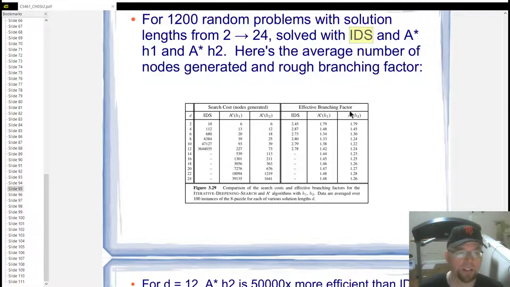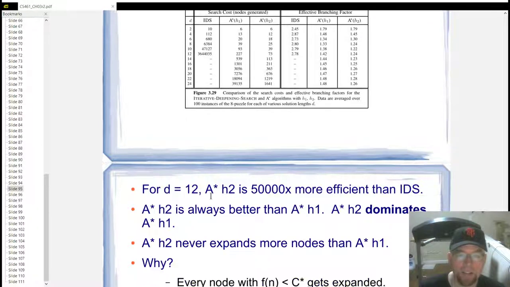And so here's that effective branching factor, where it was trying to calculate essentially the average number of child nodes you'd have to generate at each level. You can see that at the lowest depth, the effective branching factor for the IDS was 2.78. But look at A star search: for that first heuristic, 1.48, and for that second heuristic, even better. All right, so A star H2 is 50,000 times more efficient than iterative deepening search at a depth of 12.